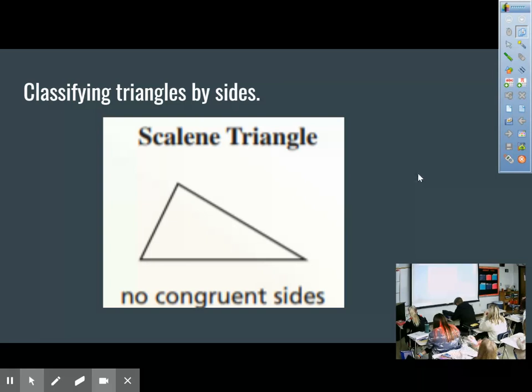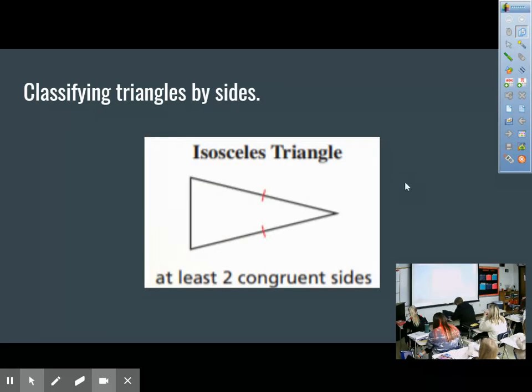Another type of triangle is an isosceles triangle. For isosceles triangle, you need to write that it has at least 2 congruent sides. At least 2 means 2 or more. So if it has 2 or 3 congruent sides, it is an isosceles. Okay.